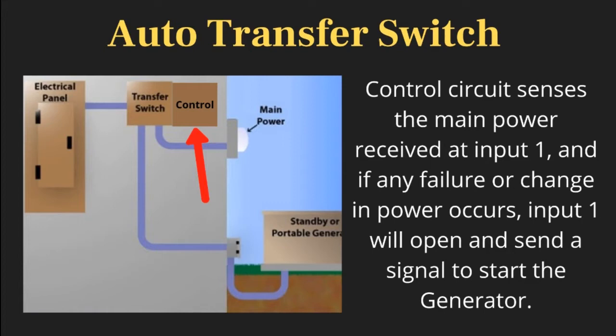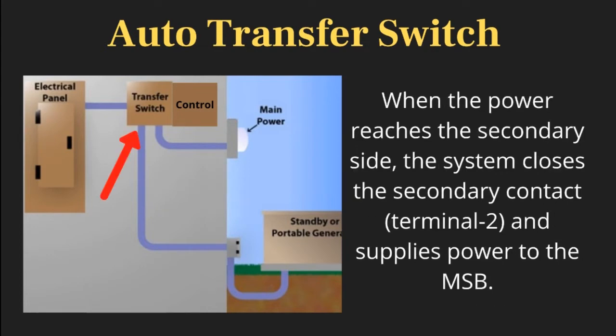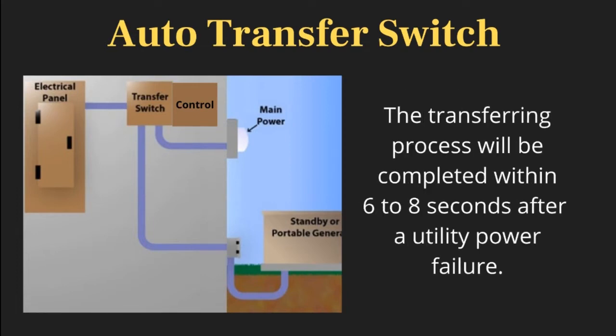The control circuit senses the main power received at input 1, and if any failure or change in power occurs, input 1 will open and send a signal to start the generator. When the power reaches the secondary side, the system closes the secondary contact and supplies power to the MSB. The transferring process will be completed within 6 to 8 seconds after a utility power failure.